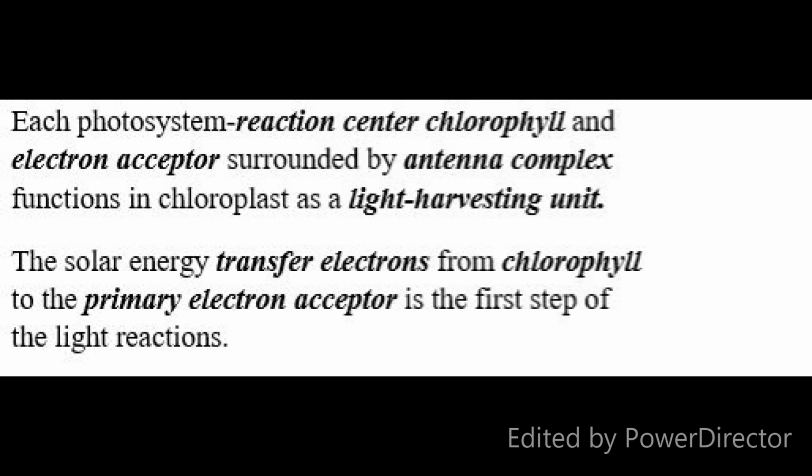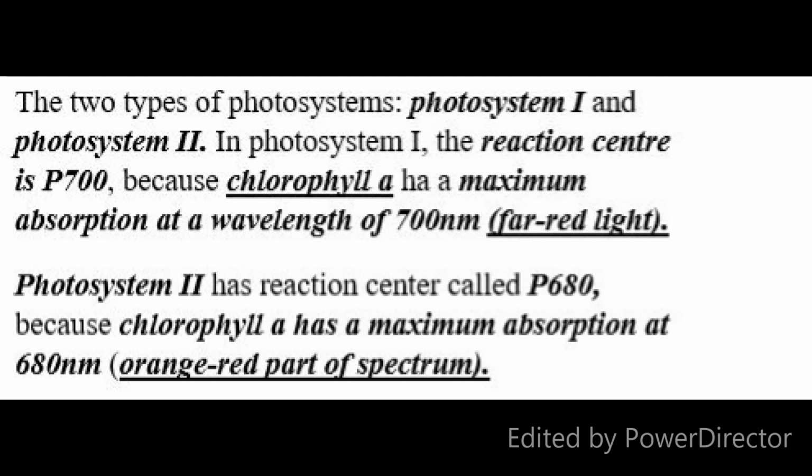Each photosystem, a reaction center chlorophyll and electron acceptor surrounded by an antenna complex, functions in the chloroplast as a light-harvesting unit. The solar energy transfers electrons from chlorophyll to the primary electron acceptor. This is the first step of the light reactions. There are two types of photosystems, photosystem 1 and photosystem 2.